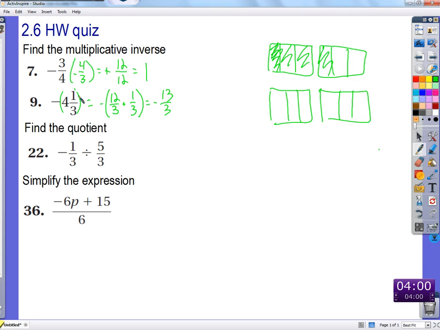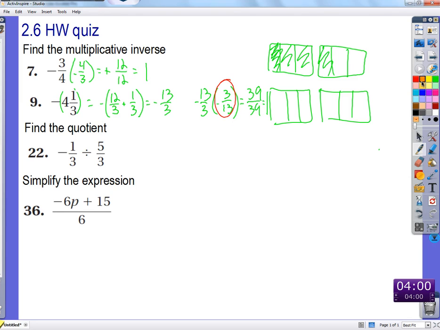So we have negative 13 thirds, so the multiplicative inverse is what? It's what? Negative 3 over 13, right? What is the number that when you multiply it by negative 13 over 3, you're going to get positive 1? Well, if we multiply this by its reciprocal, or its multiplicative inverse, then we'll get 13 times 3, which is 39 over 39, and that would be 1. So our multiplicative inverse is negative 3 over 13.